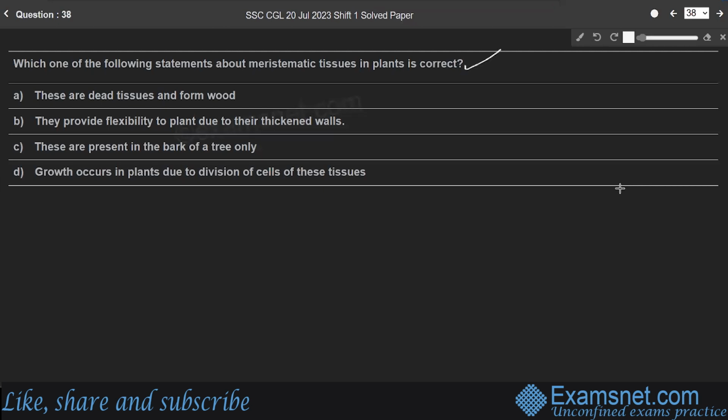Question 38. Which one of the following statements about meristematic tissues in plants is correct? Here students, meristematic tissues are groups of undifferentiated immature cells that are either in a continuous state of division or preparing to divide. These tissues contribute to the growth of the plant.